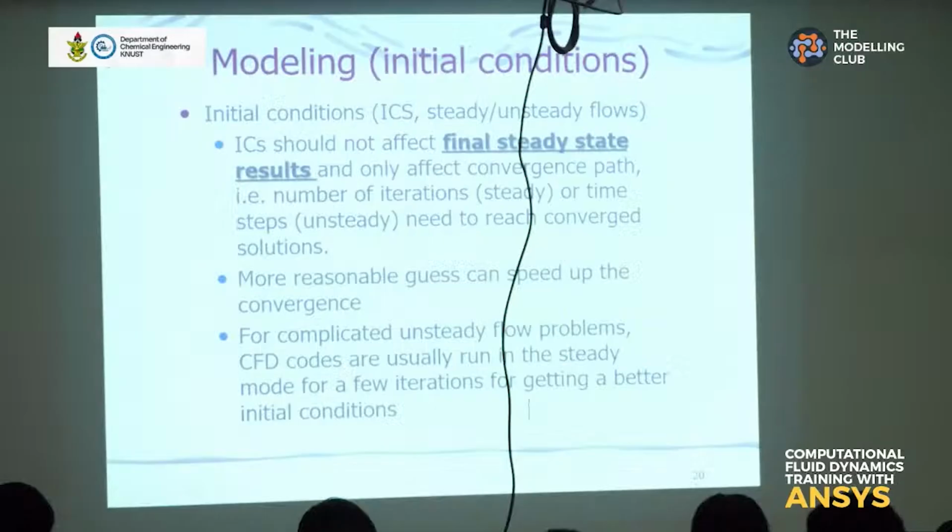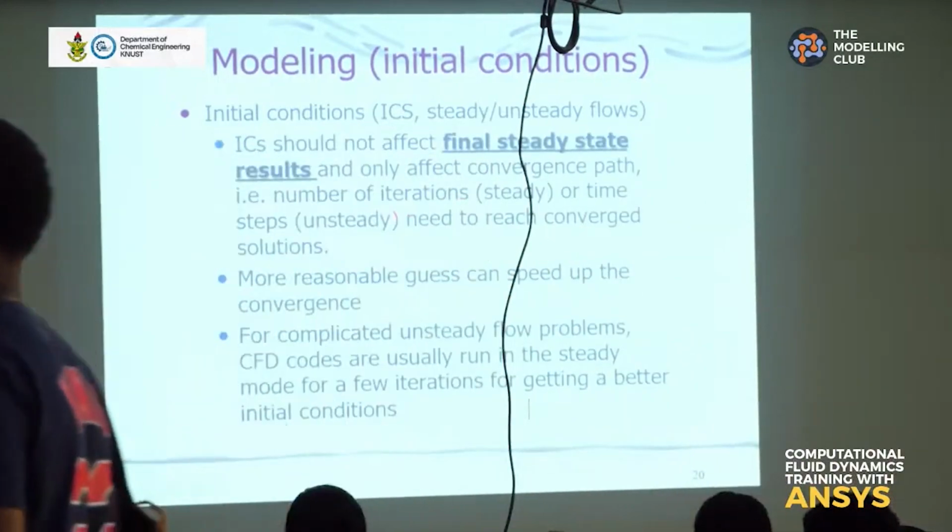We continue with modeling now. We want to drill in particularly to initial conditions. The initial conditions basically impact your unsteady flow and your steady flow. The initial conditions should not affect your final steady results. Why is that? Your initial conditions only affect the convergence path. Why is that?